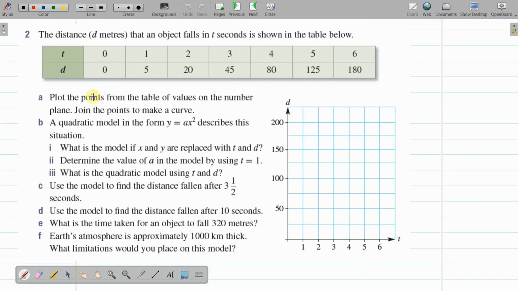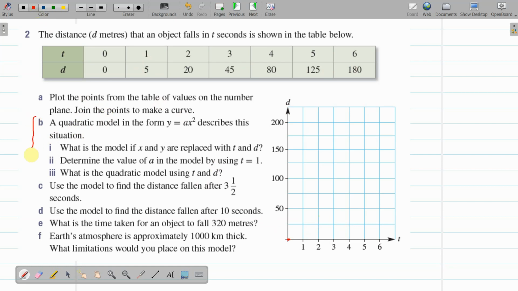Question 2, we'll spend a bit less time now we've done the first question. Plot the points, find rotated values. Notice top row becomes down here and it fits 1 to 6. And we've got a distance an object falls in t seconds. So now t is in seconds and that's distance. And so plot the points, join the points. That's quite easy. 0, 0, 1 and 5 and so on. So 6 you'll get up to 180.